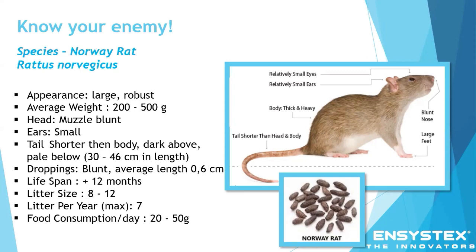Okay, average weight, optimum conditions, 0.5 kilogram. If it's not so optimum, 200 grams. When you look at food consumption, very interesting. They eat 10% of their body weight every single day, and we'll get to why that is important. Then, lifespan, about a year for an adult. Litter size, between 8 and 12 pups per litter. Litters per year, max of 7.